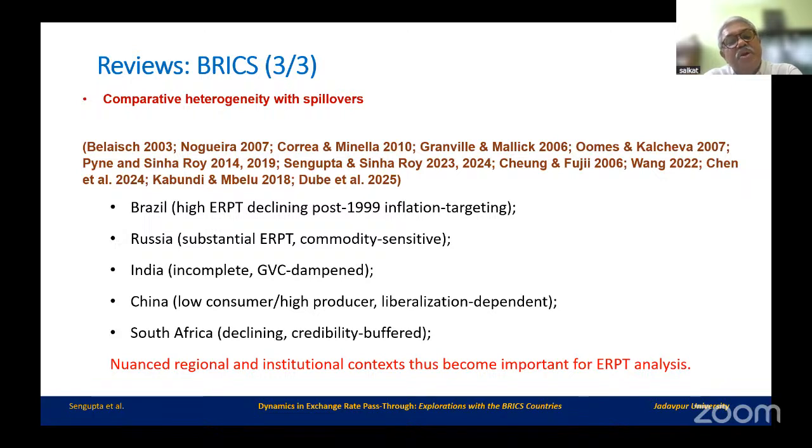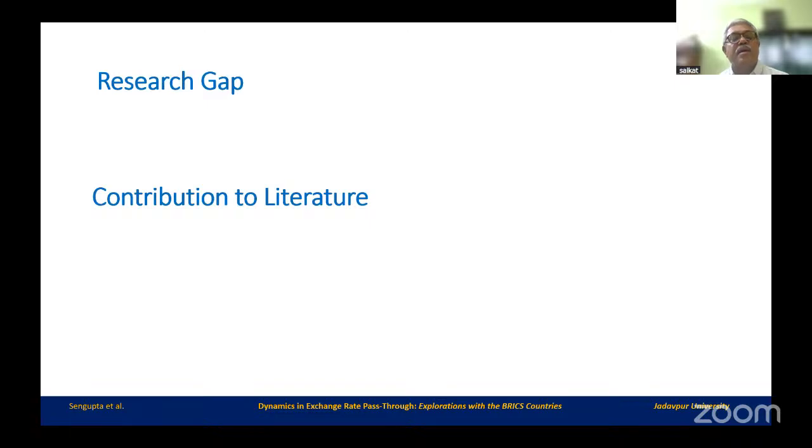For China, there is low consumer and high producer ERPT, and it's dependent on liberalization. For South Africa, it's declining, with a credibility buffer. So in the region itself, or if you say BRICS as a region, the evidence is nuanced, and there are institutional contexts, and thus the study of ERPT becomes important in the BRICS countries. A fresh study of the BRICS countries becomes important. Next.